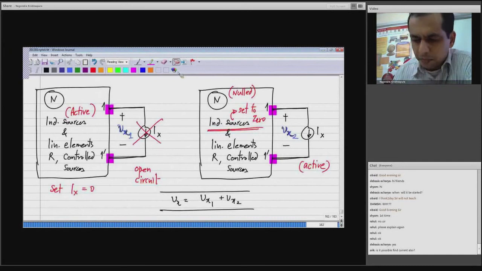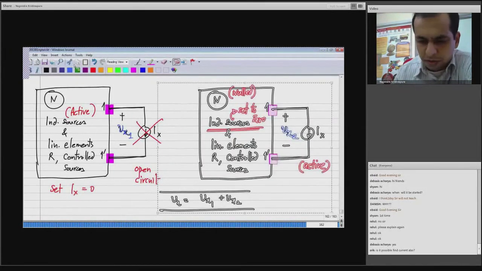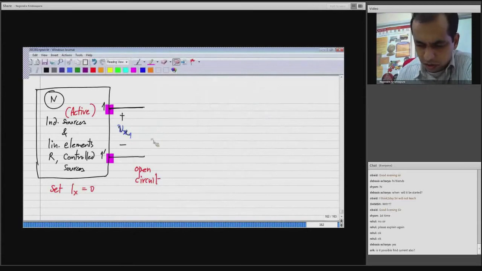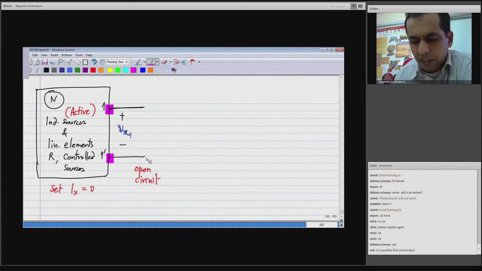Now let me look at the first part of this, that is Vx1. You see that Vx1 is nothing but the voltage that appears across 1, 1 prime when it is open circuited.